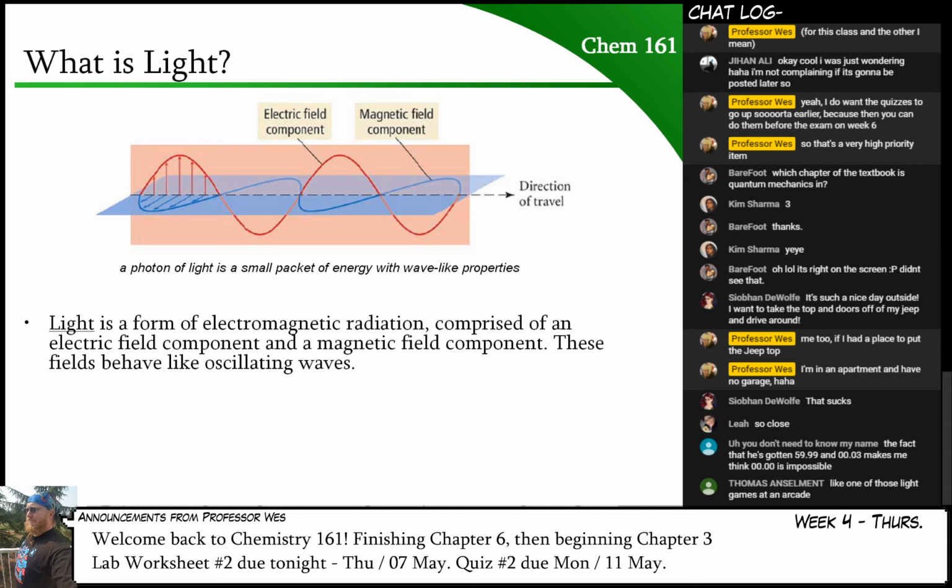Those maximums and minimums that we observe can be measured, and we're going to talk about what that means in just a little bit. But what's important to note is that because it has these wave-like properties, we can measure them.